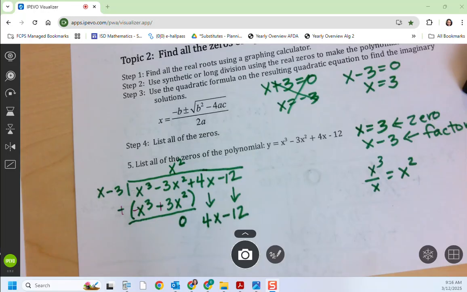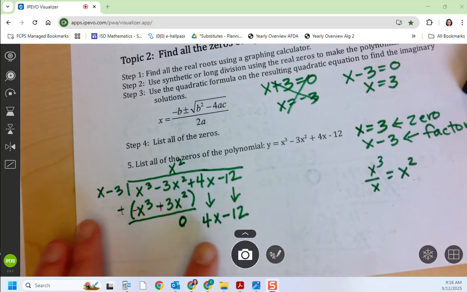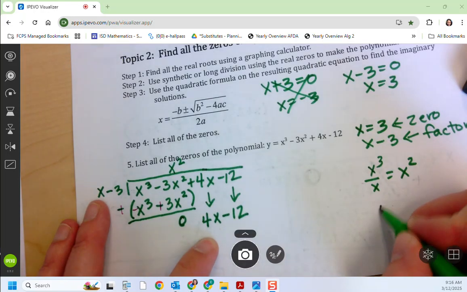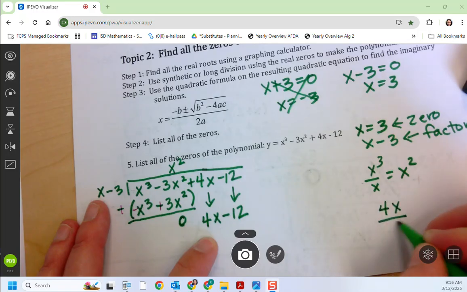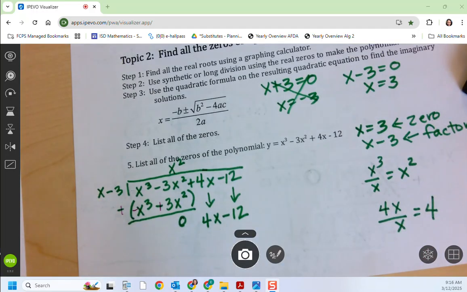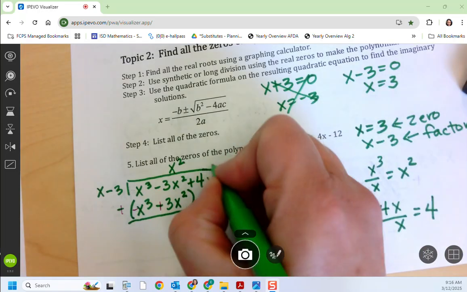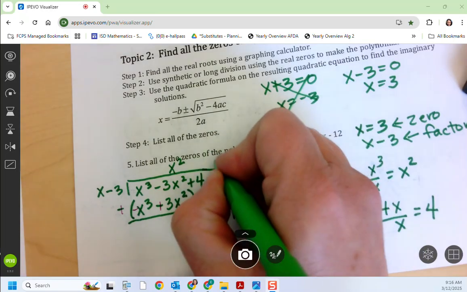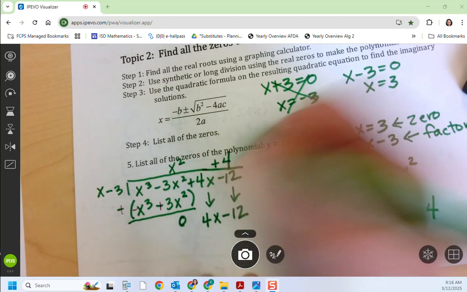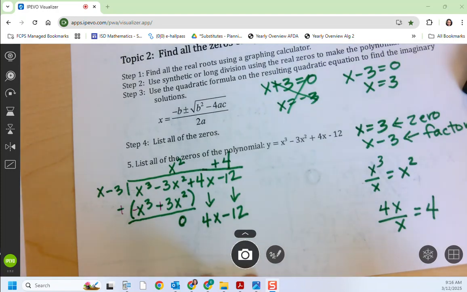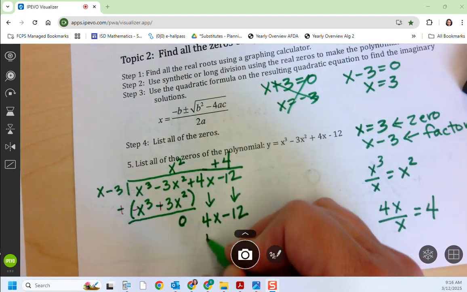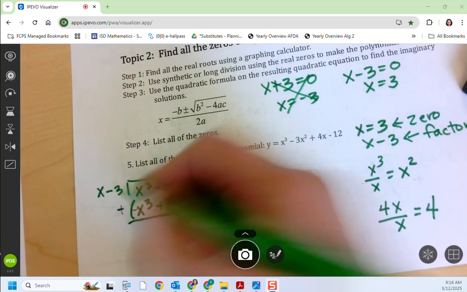And I'm going to do first term divided by first term again. 4x divided by x, and get 4. Remember that you do need to put a plus or a minus in front of it. So since it's positive, I'm going to put a plus 4. And I'm going to put it above its like term, which is all the way over here. And I'm going to multiply. So 4 times x is 4x, and 4 times minus 3 is minus 12.